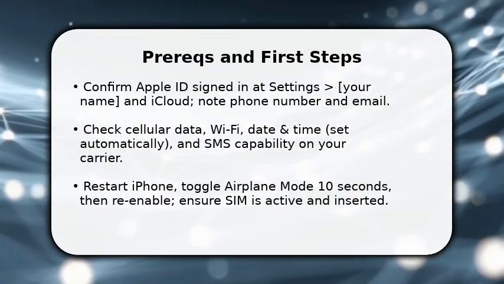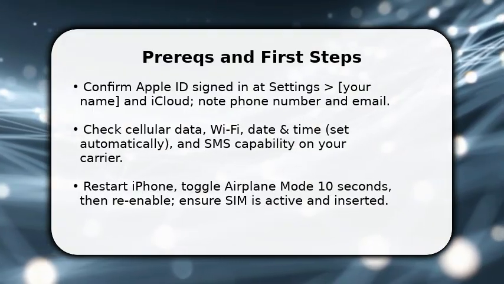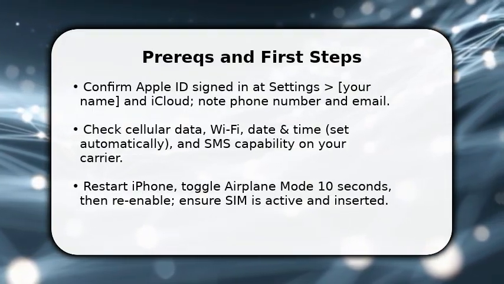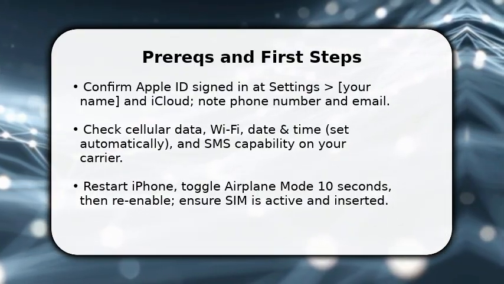You start by verifying essentials so activation can proceed without surprises. Sign into your Apple ID in Settings and confirm the phone number and email are listed. This is what iMessage registers.